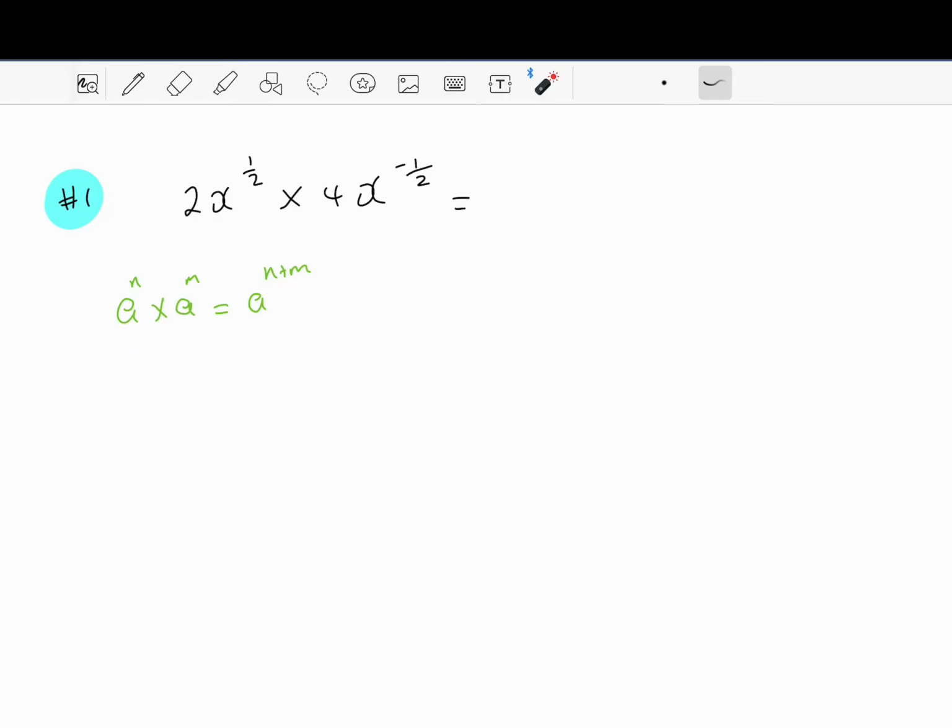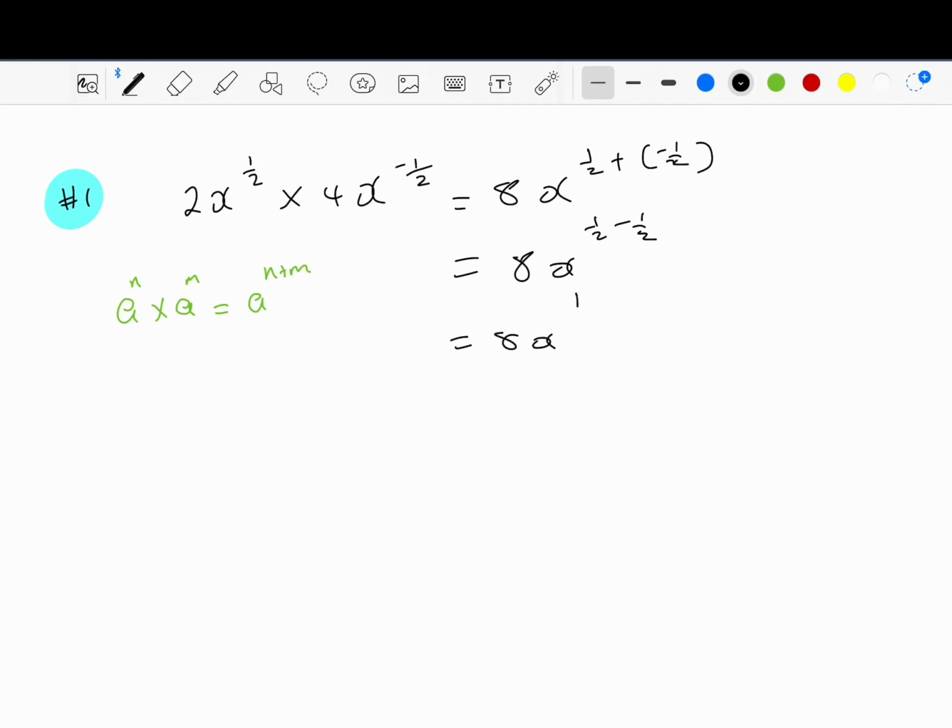First I'll say 2 times 4, that is 8, so 8x. Then you see you've got two bases that are the same, therefore we can add the exponents. So it's 8x to the power of half plus minus half, which is 8x to the power of half minus half. And this is 8x to the power 0, because half minus half is 0.